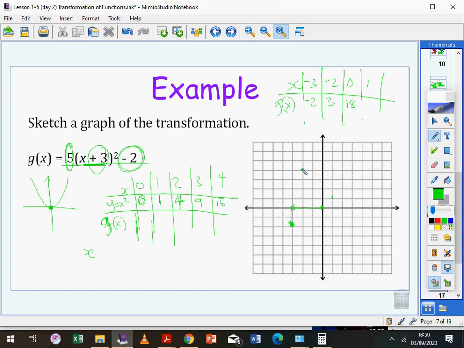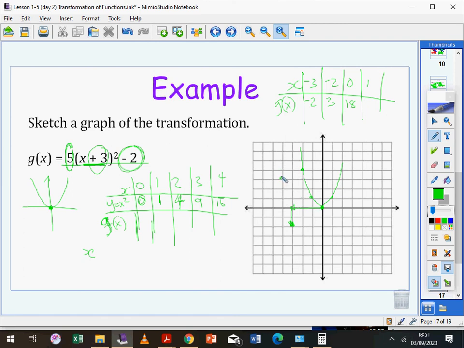The next key point on the old graph would have been here, because the old graph would have looked like this. The next key point would have been here. That key point is moved 3 units to the left, 1, 2, 3, multiplied by 5, so 1, 2, 3, 4, 5, and then move 2 units down, 1, 2.